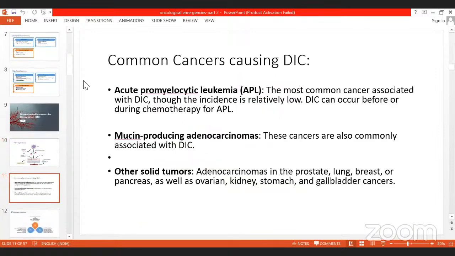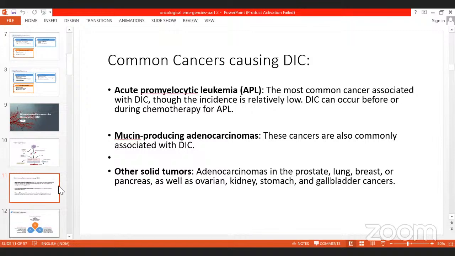Regarding common cancers with DIC, the most common is acute promyelocytic leukemia, although the incidence of APML is very rare. DIC can occur before or during chemotherapy for APML. Other causes are mucin-producing adenocarcinomas, the most common being pancreas. Some other solid tumors like lung, breast, pancreas, ovary, kidney, and stomach may cause DIC in the severe stage.